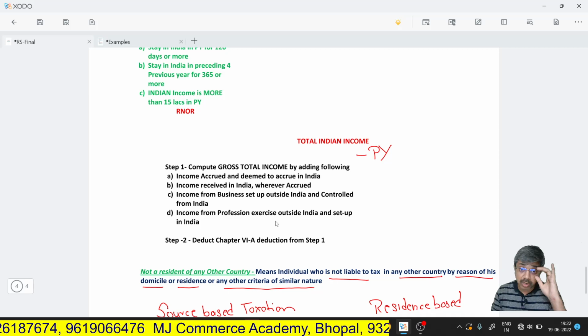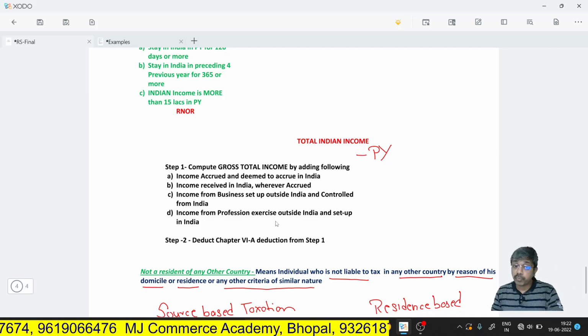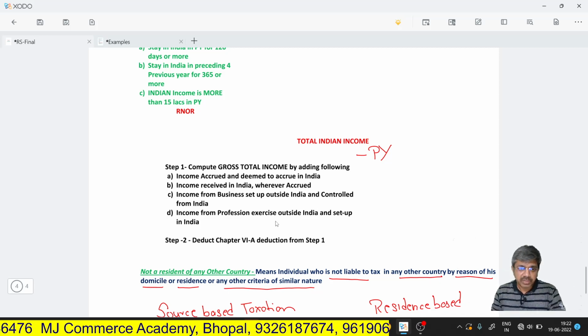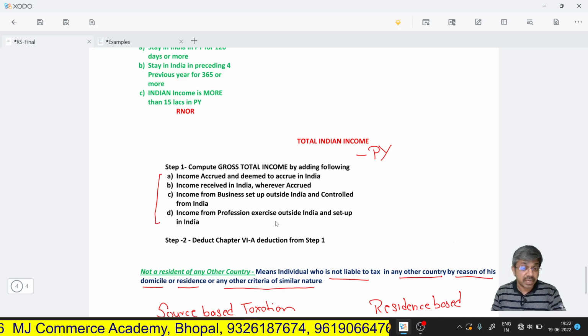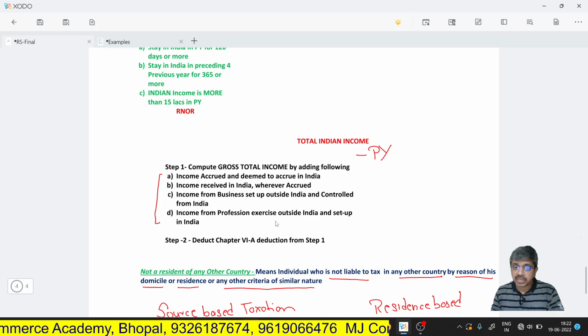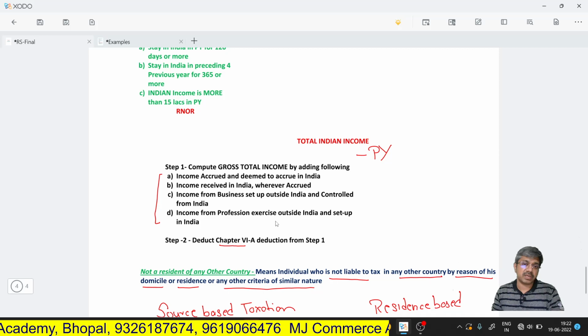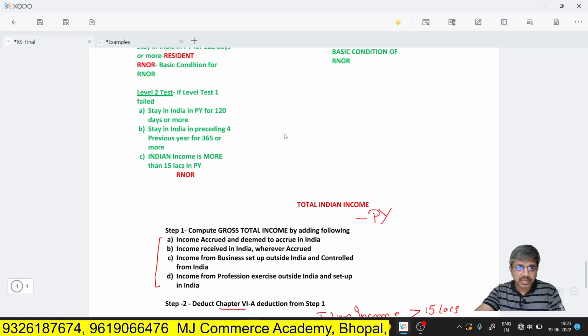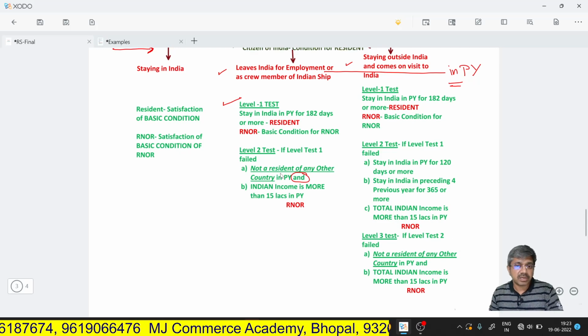Income accrue or deemed to accrue in India, income received in India wherever accrued, income from business set up outside India but controlled from India, and income from profession exercised outside India but set up in India. These four categories are classified as Indian income only for the purpose of the level 2 test. The aggregate of all this income gives the gross total income, from which we deduct Chapter 6 deductions, and then we arrive at Indian income. If this Indian income exceeds 15 lakhs in a previous year, only then will the person satisfy that basic condition of the level 2 test, that is, Indian income is more than 15 lakhs.